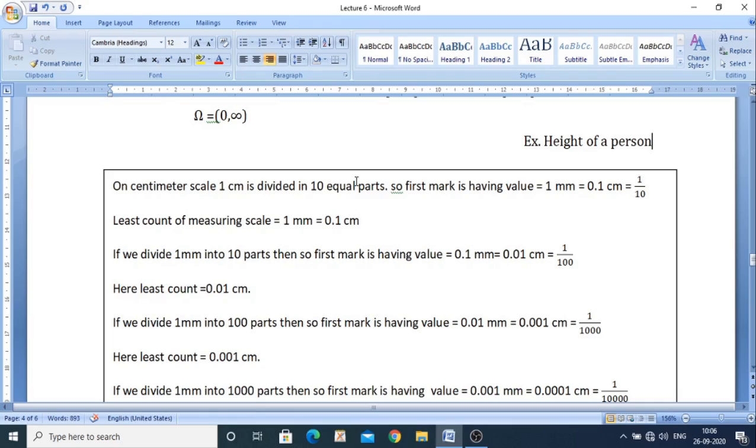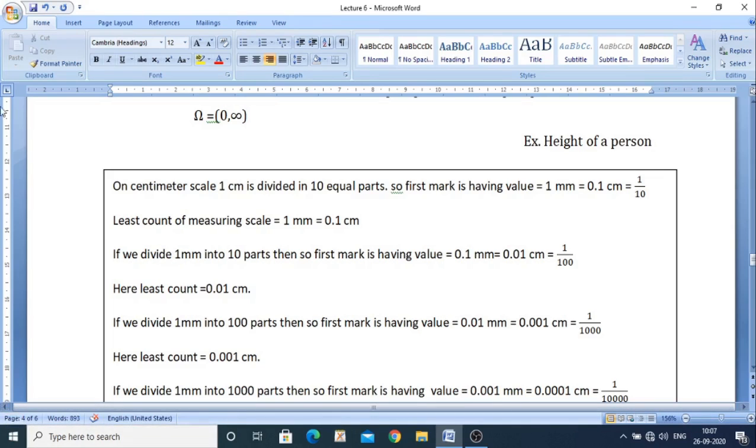Now if there is a measurement in between 0 and 1 mm or between 1 mm and 2 mm, then we cannot do it with the help of that measuring scale. That is the limitation of that measuring scale. 0.1 centimeter is the smallest number after 0. But if we want to measure something smaller than that, we can use a vernier caliper or screw gauge. But that is with the help of a measuring instrument.